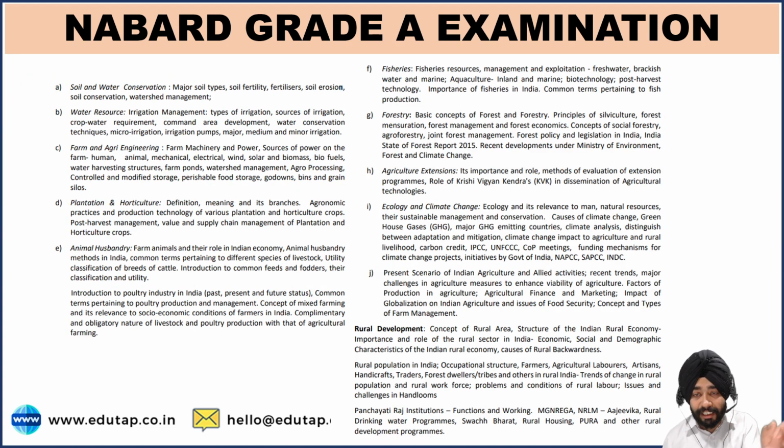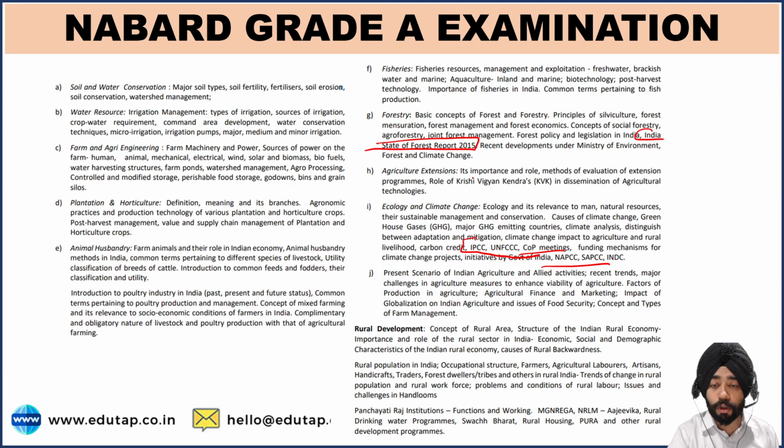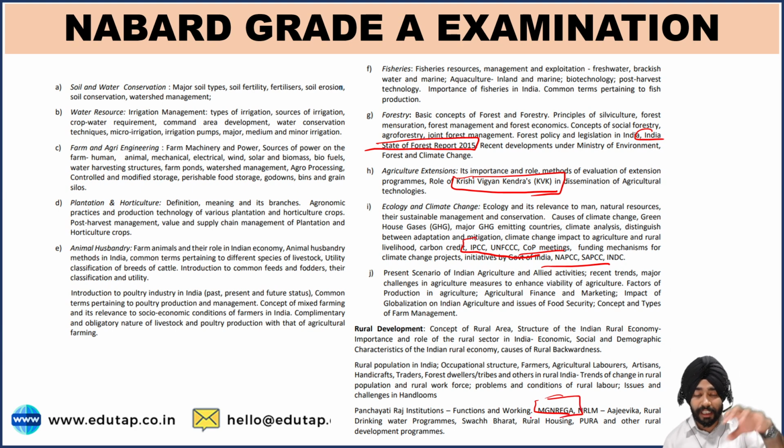Now see here, as I was discussing with you, in forestry they have given you the India State of Forest Report. Just in your syllabus they have given you these things. Among the important initiatives and government organizations, they have mentioned IPCC, UNFCCC, COP meetings, NAPCC, INDC. These are important things given in your syllabus, which need to be prepared thoroughly. The role of Krishi Vigyan Kendras, the KVK scheme, is important. They have specifically mentioned this. Now, the MGNREGA scheme, questions are commonly asked, and that has been given in the syllabus.